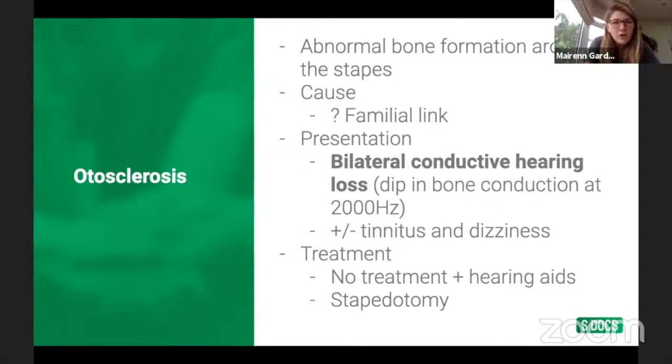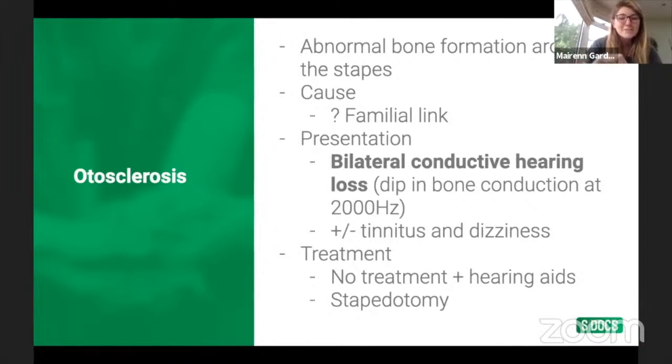The cause is unknown, but there's thought to be a familial link. You're more likely to have it if a first degree relative has it. So there's thought to be some family history, but it's not completely understood. These patients present with a bilateral conductive hearing loss, which is quite helpful to differentiate it. In the audiograms, which I'll be going over in part 3, it's also important to note that they'll have a dip in the bone conduction at 2000 Hertz, but I'll explain this later, so don't worry.